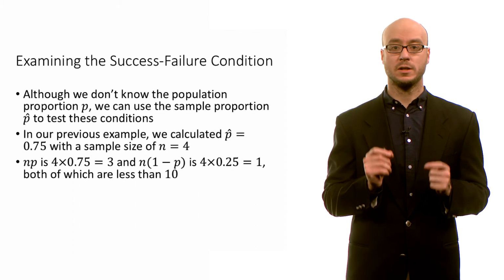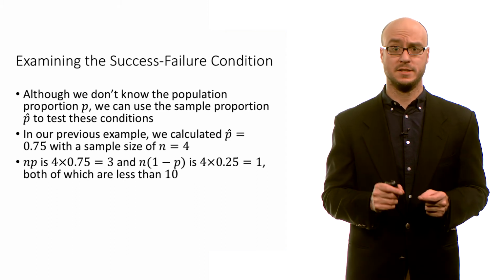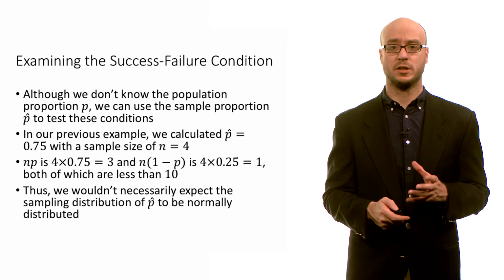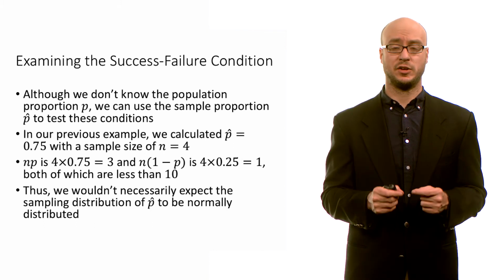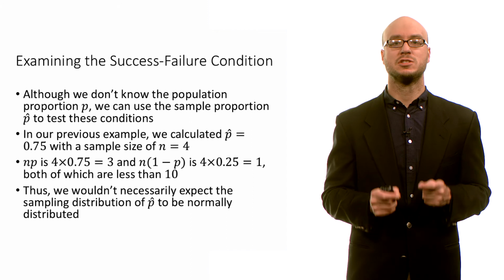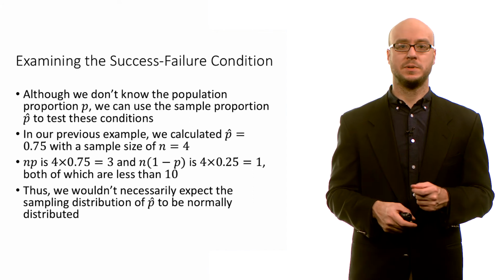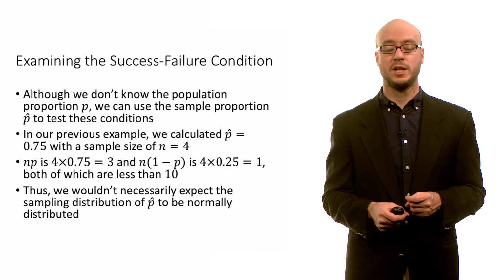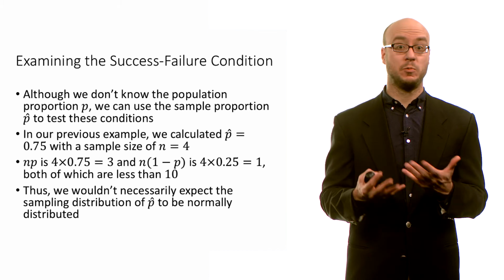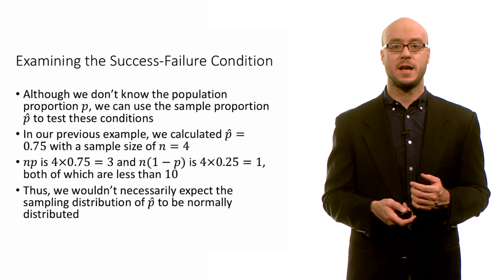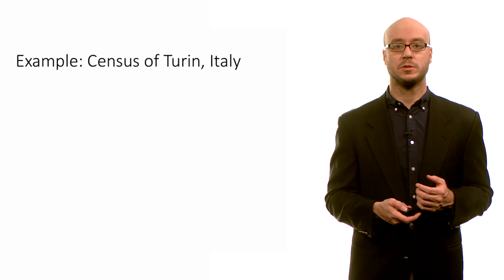Both of these are less than 10. Right? 3 is less than 10, and 1 is less than 10. So in this particular example, the success-failure condition does not hold up. So we wouldn't really expect the sampling distribution of P hat to be normally distributed, and so we really couldn't treat it as a sample mean using the standard normal distribution.